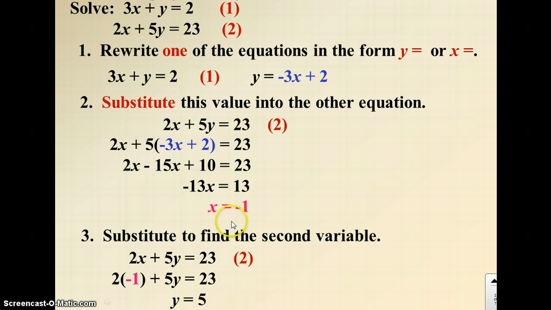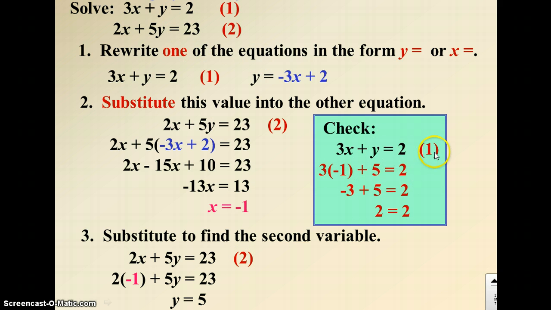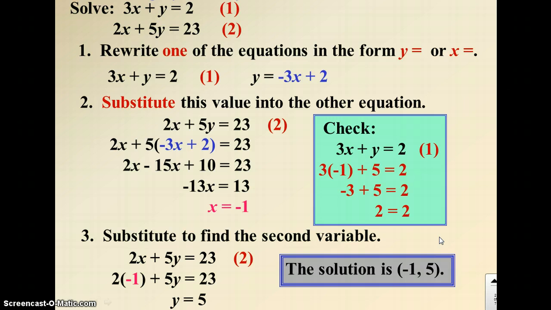What I should do now is check that the solution x is negative 1, y is 5 satisfies the other equation. I solved for y in equation 2, so I want to check in equation 1. So let's do a check in equation 1. When x is negative 1, y should be 5. Plug them in. Turns out that they check out. Once they've checked out, you can write your solution. Great, the solution is x is negative 1, y is 5. Beautiful.